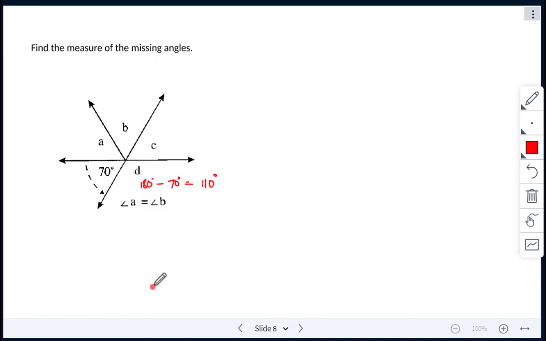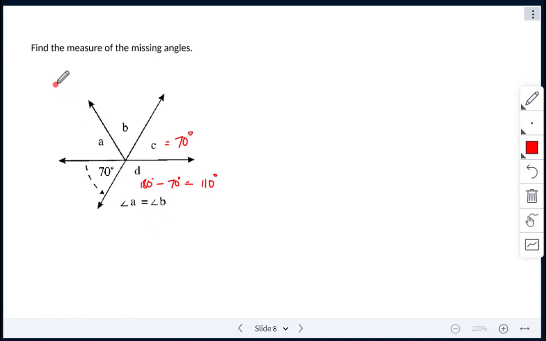The other thing we can figure out here is that the 70 degree angle and angle C are opposite angles, because we have this line and this line intersecting. So these two angles are opposite angles, and therefore C is 70 degrees. Then, by the theory of opposite angles, angle D here is opposite to angles A and B, but we also know that angle A and angle B are equal to each other.